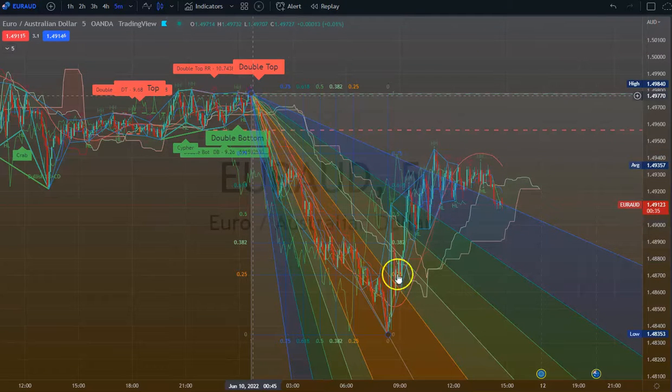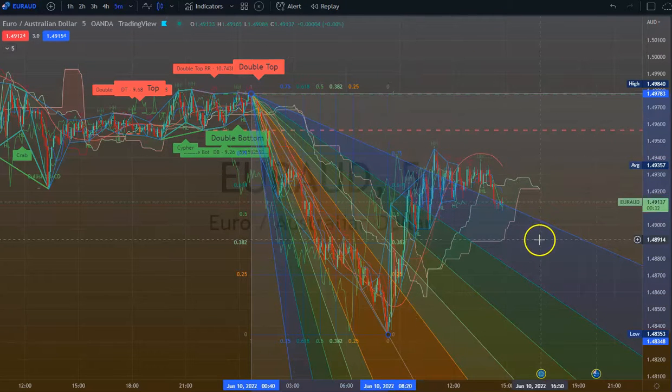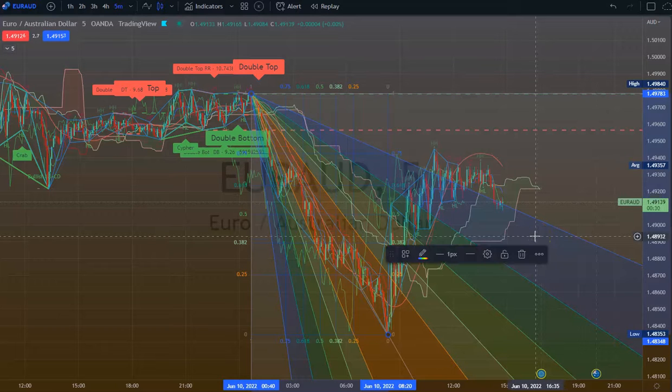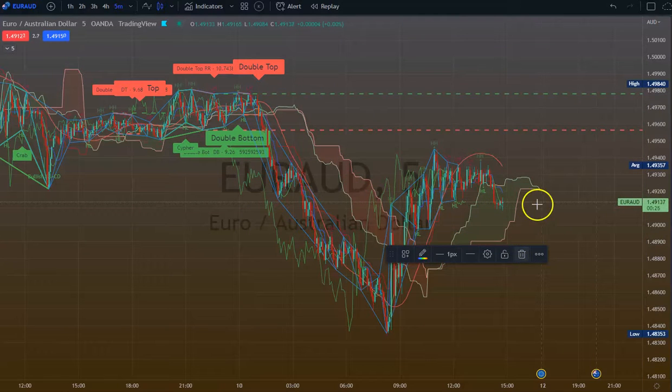But I don't trade the smaller one because the pips are smaller. I like to make at least 100 pips. I'm not happy if it's not 100 pips. Gotta be 100 pips, man.